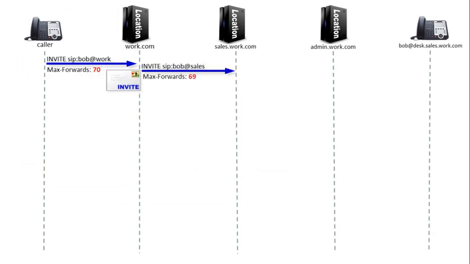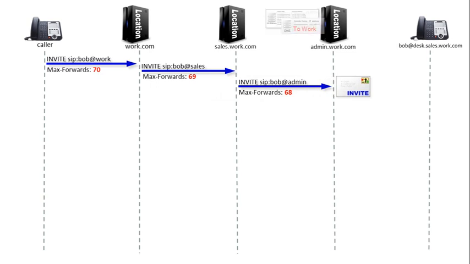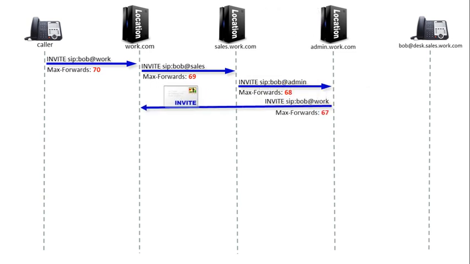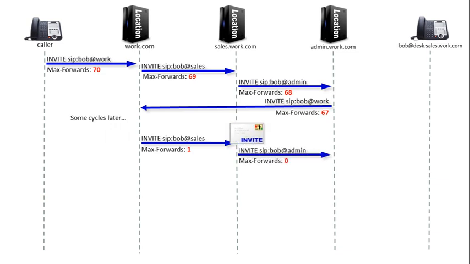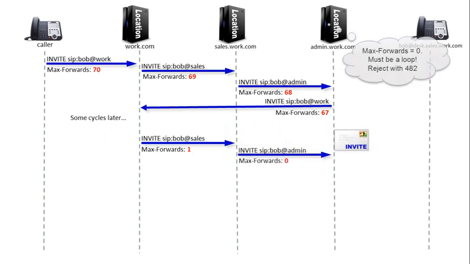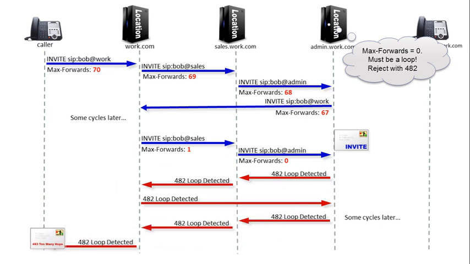Between every hop, the max forwards counter is decremented from 70 to 69, from 69 to 68, and so on, decrementing at every hop. When looping takes place, eventually the max forwards decrements to 0, at which point the receiving server gets all excited, having detected the loop, and sends back a 482 loop detected response, which, like all responses, travels back over the same path as the request, all the way back to the caller.